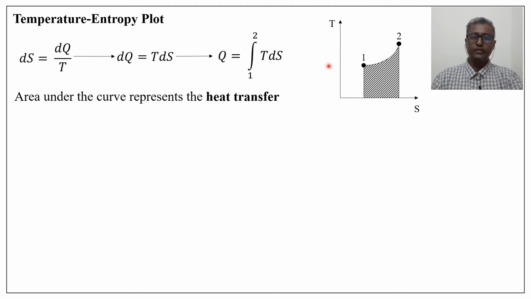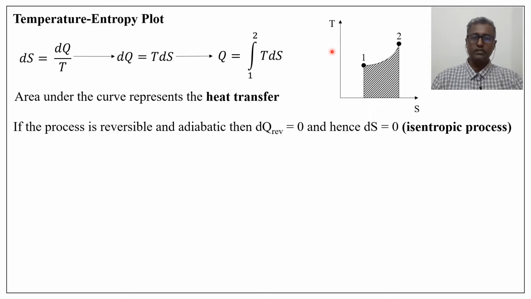Suppose this process is reversible and adiabatic. What is adiabatic? In which there is no heat transfer. Then the change in entropy dS is equal to 0, and that process is called an isentropic process. So dQ equal to 0. Why? Because it is reversible and adiabatic. Therefore, a reversible and adiabatic process is called an isentropic process.